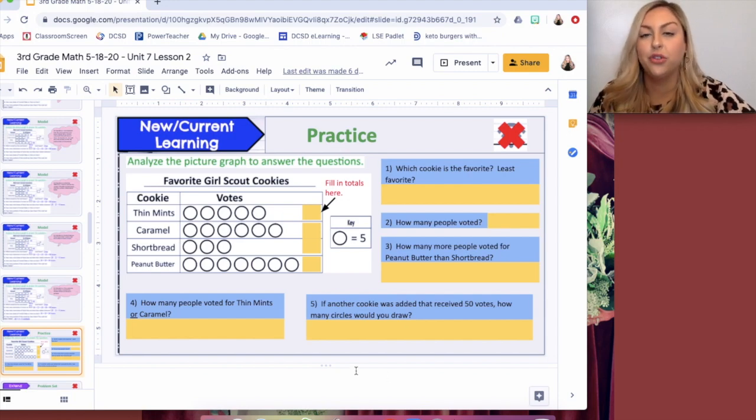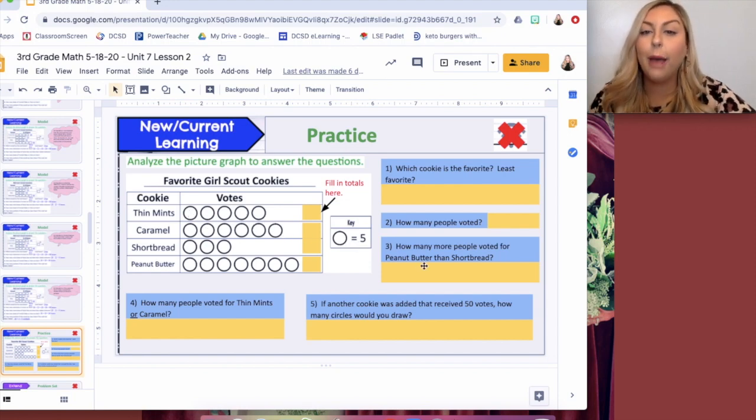Then you're going to come through and answer the questions. Number 1 says, which cookie is the favorite? Which is the least favorite? So you're going to put 2 answers in this box, the favorite and the least favorite. Number 2, how many people voted? Okay, so we're having to look at these. Remember, each circle is worth 5 votes. So you're going to count by 5s for this entire chart.